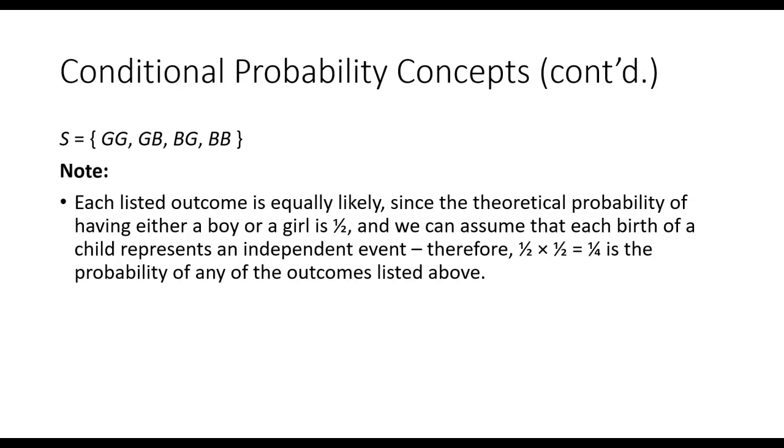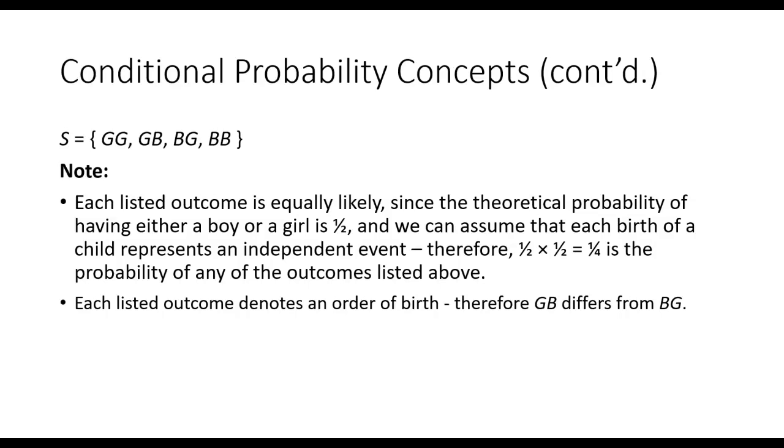And we can assume that each birth of a child represents an independent event. In other words, if I have a boy, that's not going to affect the probability of having either a boy or a girl for my second child. Therefore, because they're independent events, we can multiply the probability of each child's being a boy or girl, 1/2 times 1/2, and that gives us that the probability of any of the outcomes listed in the sample space is 1 out of 4.